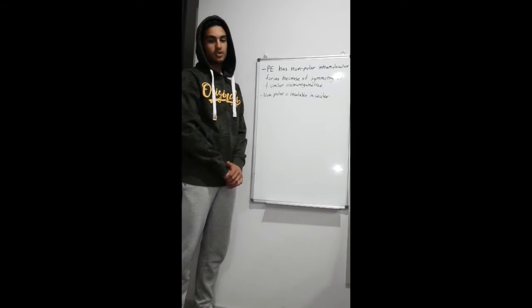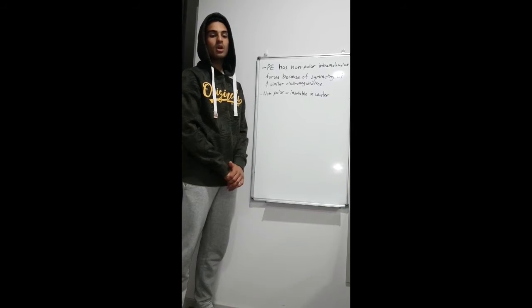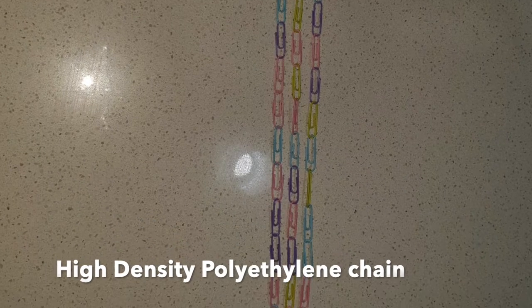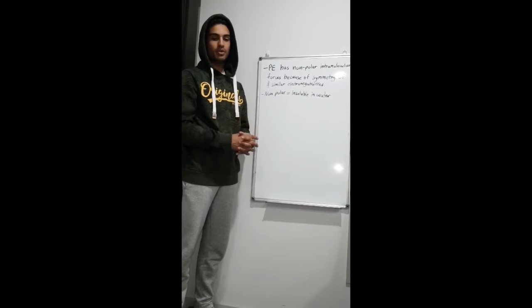HDPE is used to make buckets, bowls, water pipes, petrol tanks, bottles, rigid toys, rubbish bins, and kitchen utensils because of their linear chains that are durable, hard, and don't break easily. If the polymer is cross-linked, that makes it even stronger and rigid.